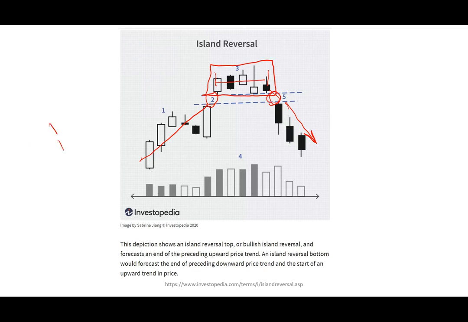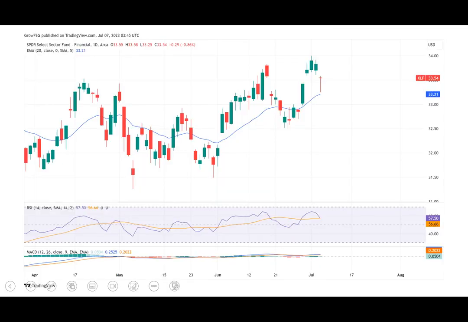We can have price coming down, a gap down, price here, and then a gap back up. And this would be a bullish island reversal, right? Except this one is much more frequent. Okay. So here's a couple of real-time examples, all right?